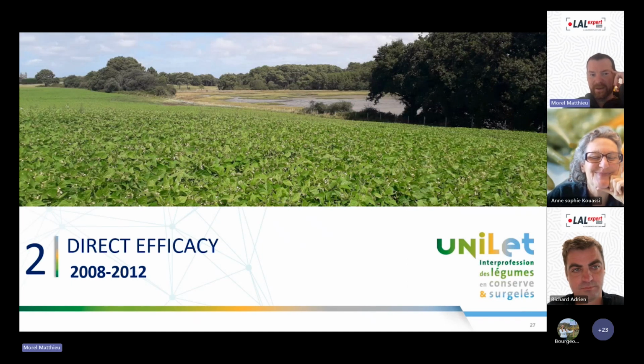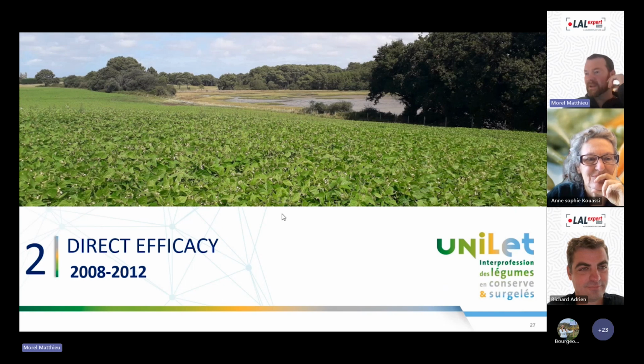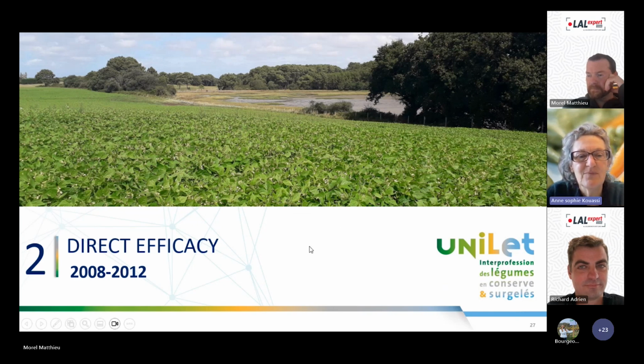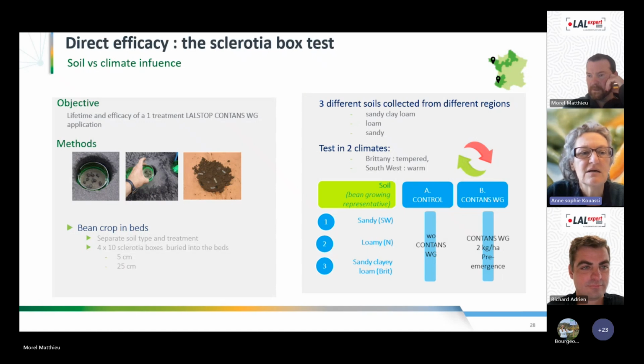Yeah, sorry. And now you will present how you managed and assessed more directly the efficacy of Contans against the inoculum level. So to get this direct efficacy, we imagined a setup with sclerotia boxes. On the photo, you can see it consists of small boxes with a definite number of sclerotia, which are buried into the soil at the moment of the incorporation of Contans. And then they can be extracted.